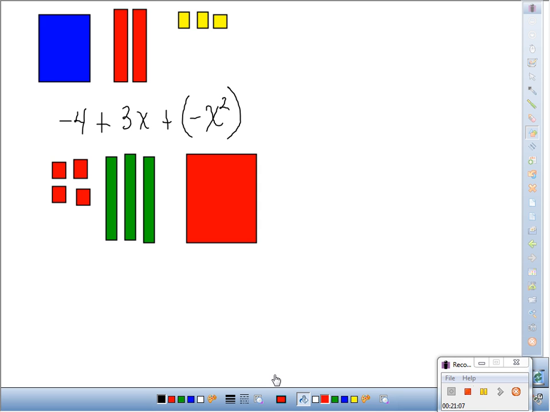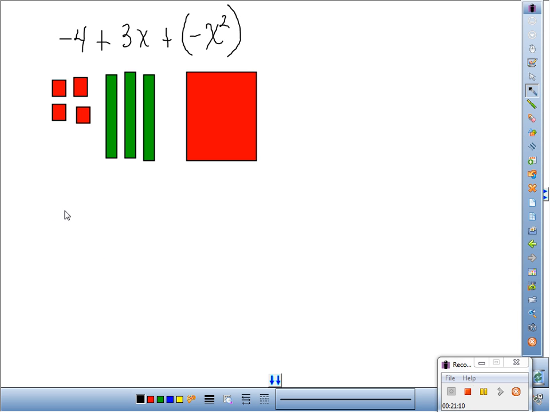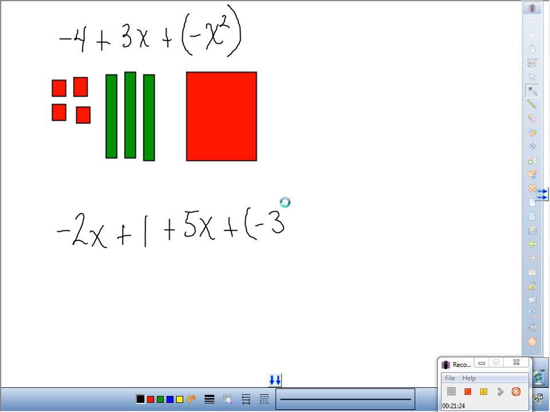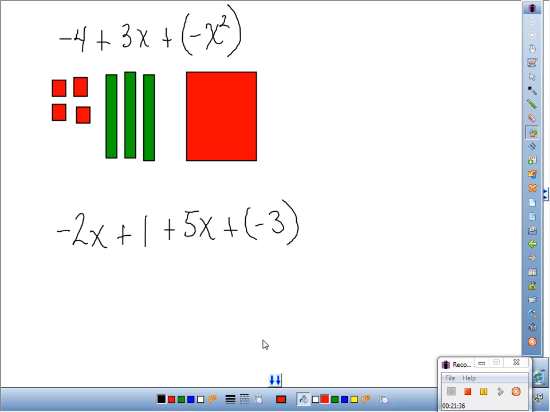Yes? Here we go. Clear your workstation, and I want you to show me, here it goes, negative 2x plus 1 plus 5x plus negative 3. Show me that, please, with tiles. Go. There it goes. Don't move them out of the way because we're going to need them right now.